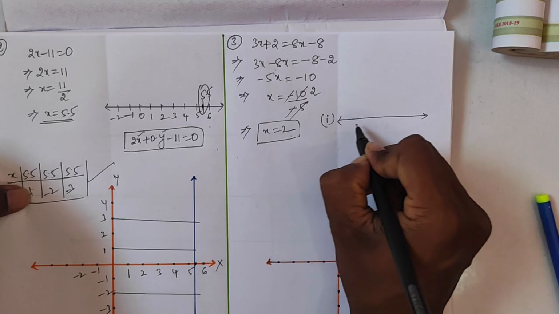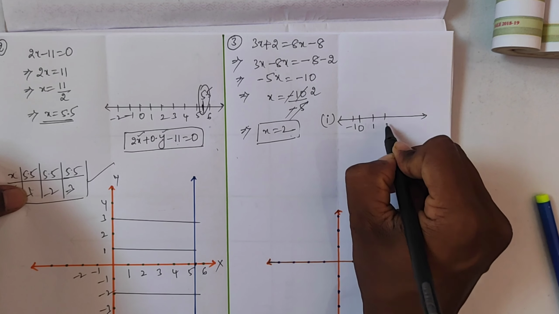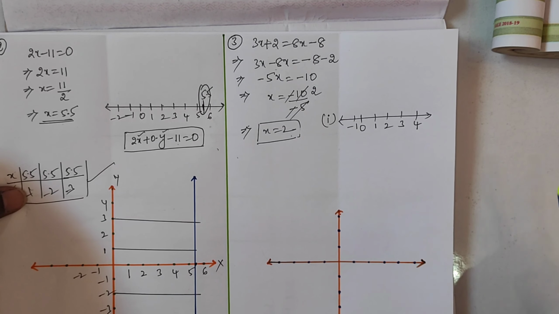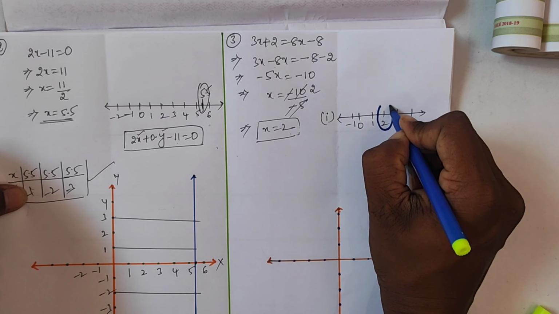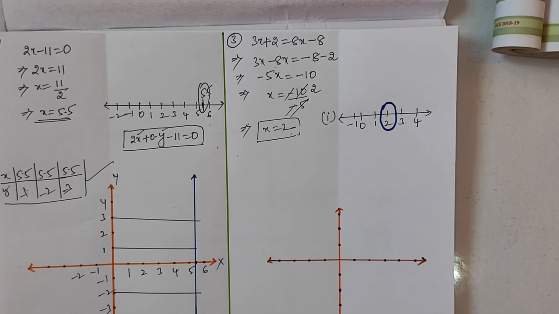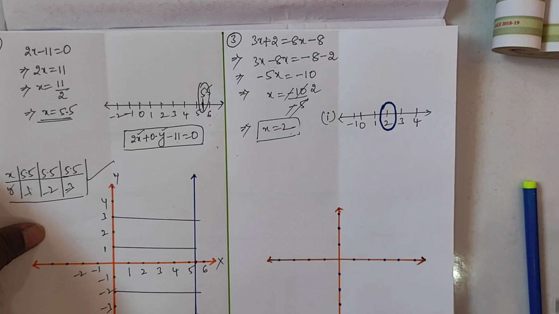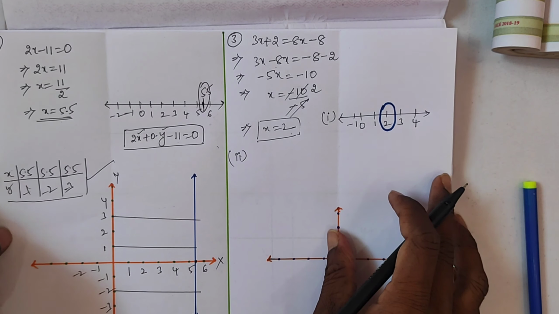We have to represent it on the number line. 0, left side negative values, right side positive values. Now we have to represent 2 on the number line. So x equals 2, and 2 is on the right side of 0. We got 2 as the answer on the number line. Clear? Now the second one, we have to represent on the Cartesian plane.